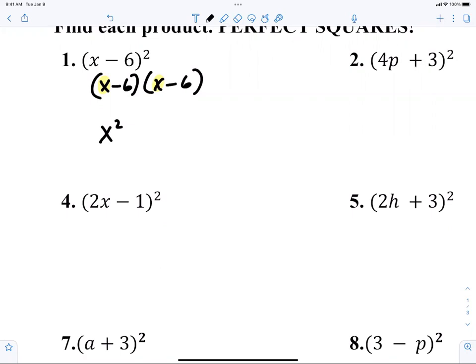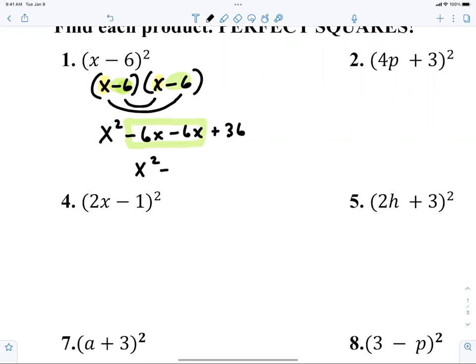Now you do two smiley faces. This right here is how much? And that's negative 6x. Then if I do this smiley face, how much is that? Negative 6x. And then we're doing negative 6 times negative 6, which is what? Positive 36. If you do this correctly, the middle term always appears twice. So this becomes x squared minus 12x plus 36.